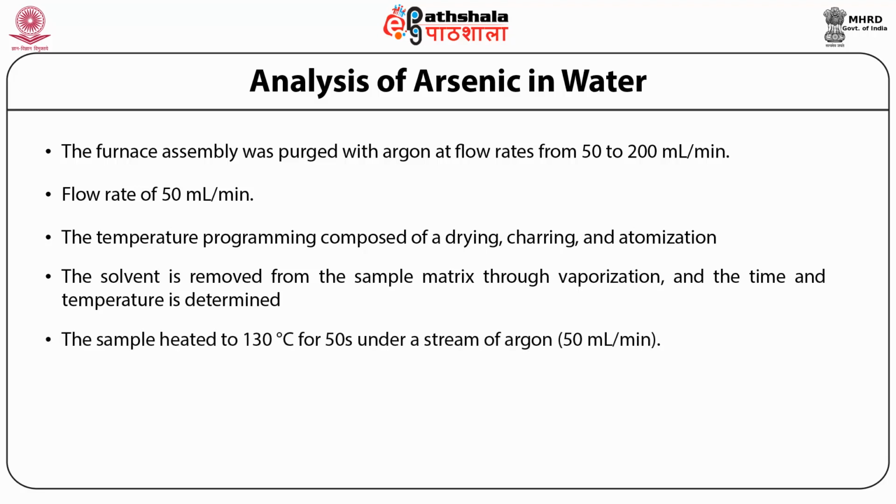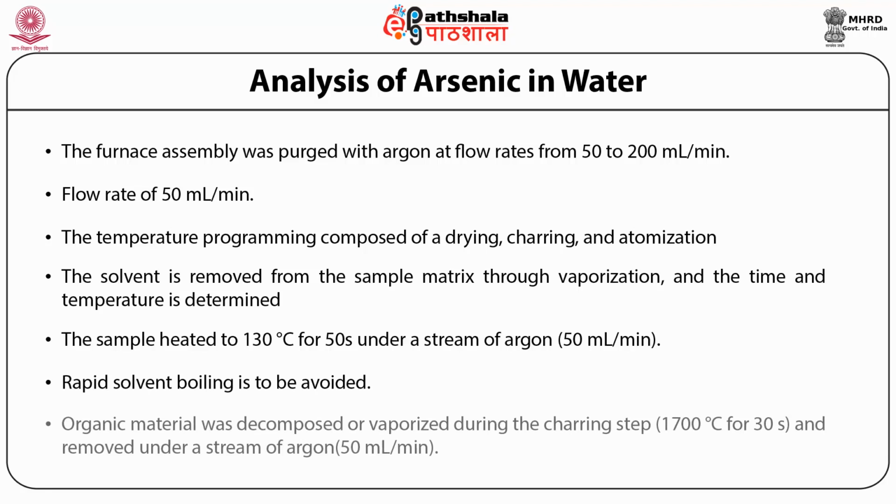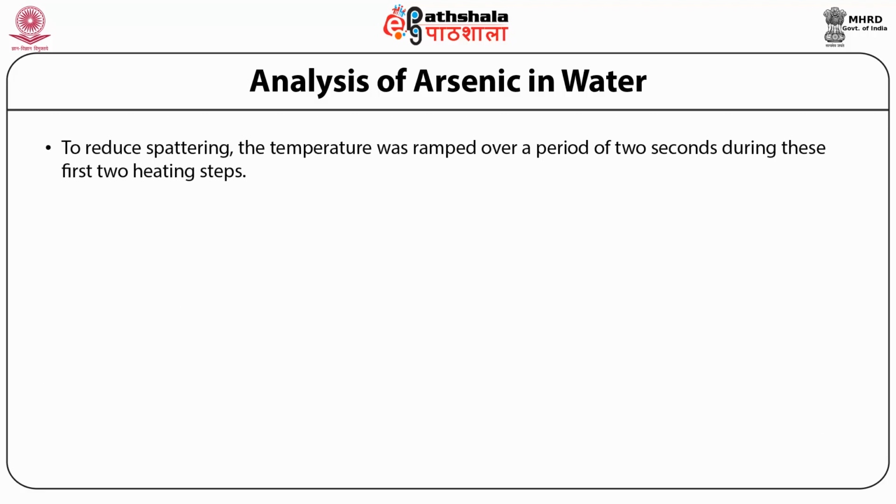The sample is heated to 130 degrees centigrade for 50 seconds under a stream of argon at 50 milliliters per minute. Rapid solvent boiling is avoided because that destroys the sample. The organic material is decomposed or vaporized during the charring step by heating at 1700 degrees centigrade for 30 seconds and removed under a stream of argon at 50 milliliters per minute. To reduce sputtering, the temperature was ramped over a period of 2 seconds during these first two heating steps.